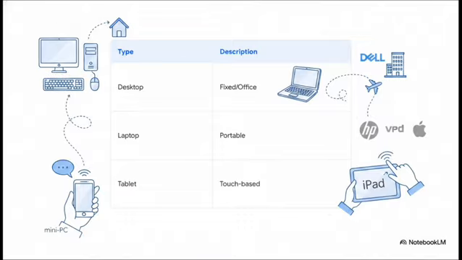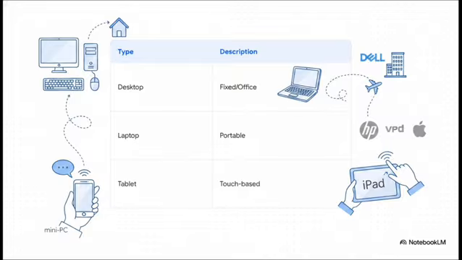To fit all those different daily uses, personal computers come in quite a few different shapes and sizes to match our mobile or stationary needs. First up, we have the desktop. This is a fixed computer ideal for a home or office setup, like your standard office PC.